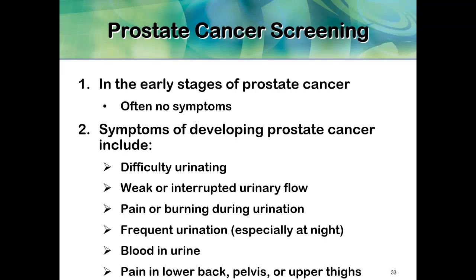But in the early stages of prostate cancer, just like with colorectal cancer, the patient is often asymptomatic and doesn't have any symptoms. But as the cancer starts developing and staging further, the patient might start experiencing difficulty urinating. Remember that the prostate is going to close off the urethra. That could also lead to weak or interrupted urinary flow. The patient could also have pain or burning during urination, might have to get up more at night or during the day to urinate more. There could be visible blood in the urine, definitely something we could see doing chemical analysis. And again, they might get that referred pain in either the lower back, the pelvis, the upper thighs, or a combination of all of the above.